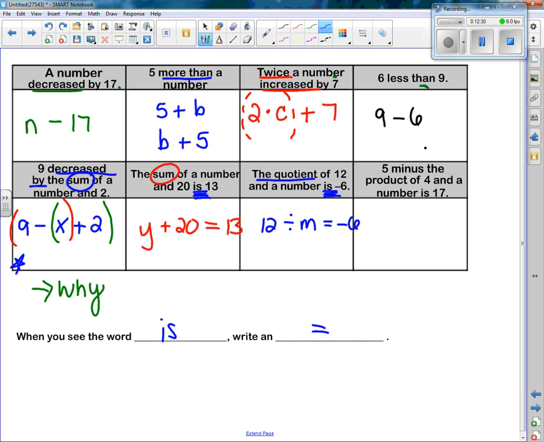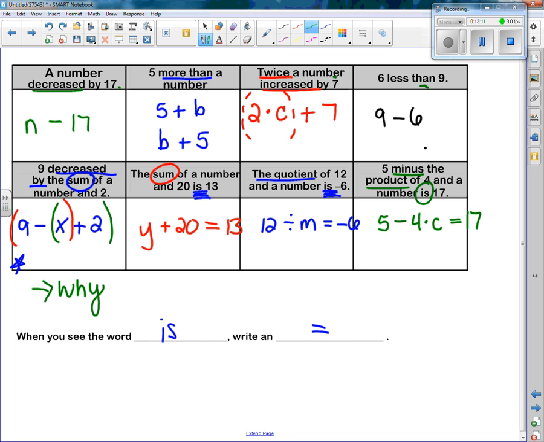Last one that we're going to look at. 5 minus the product of 4 and a number is 17. This is probably our most complicated one so far. So let's look at our different operations. We have 5 minus, so we're going to use subtraction. We're also going to use multiplication. And then right here we see that we're working with an equation again. So here we go: 5 minus, that tips me off that I'm using subtraction, the product of 4 and a number, so 4 and some number c, is equal to 17.